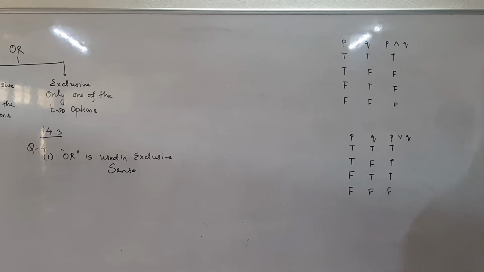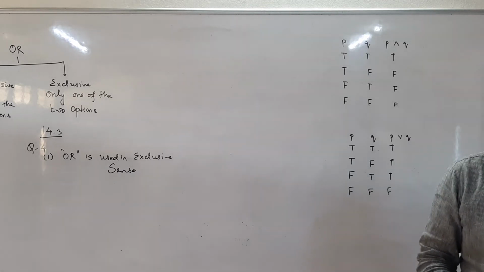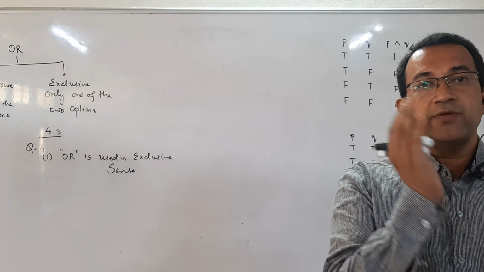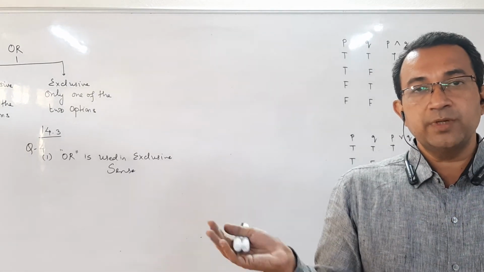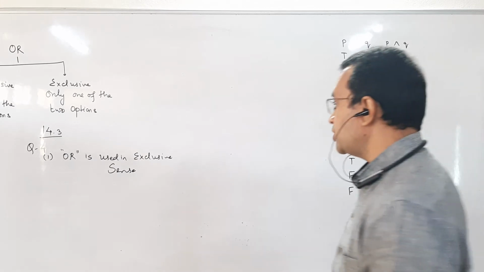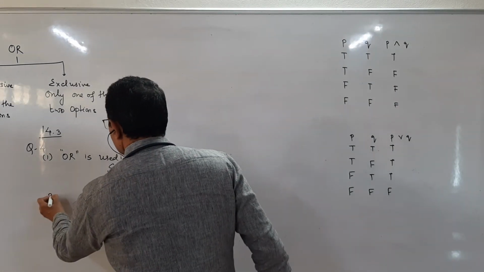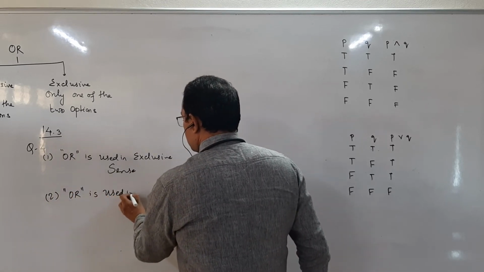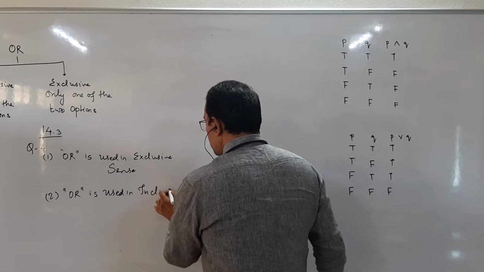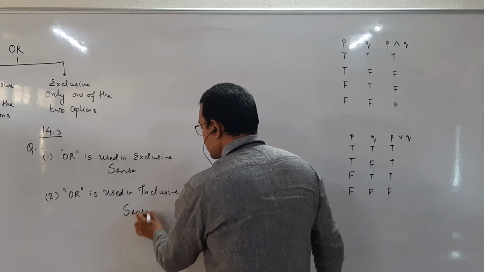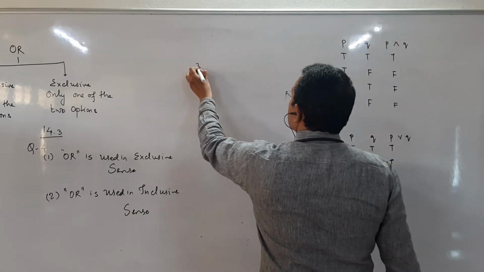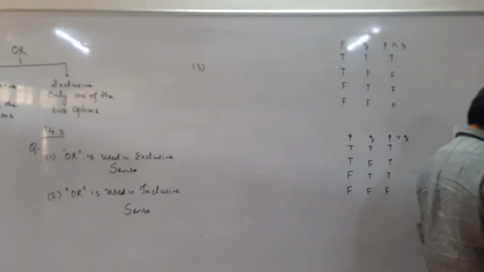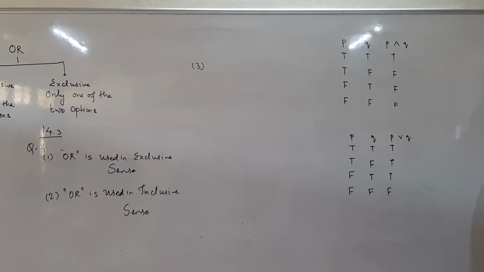Exclusive. To apply for a driving license, you should have a ration card or a passport. When you apply for a driving license, either you should have a ration card or you should have a passport. But even if you have both, license will be issued. So both options are possible. So students, we write OR is used in inclusive sense.